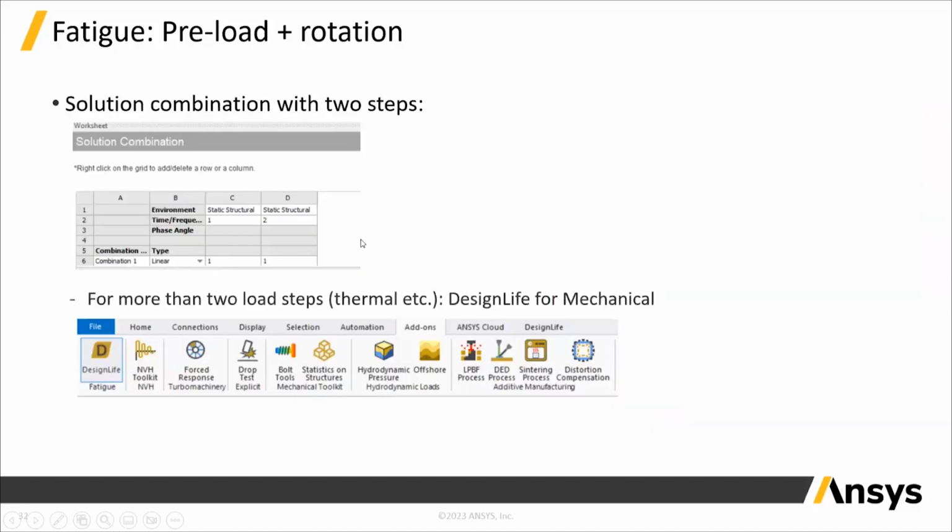So with the two loading steps included, we can use the solution combination feature in ANSYS Mechanical, and we give a scale factor and look at the stress in the two loading steps. In the example here, we use solution combination, but if you have more than two load steps, for example, some customers want to include thermal loading history, in that case, nCode DesignLife for Mechanical, which is an add-on in ANSYS Mechanical, can include more than two loading steps.